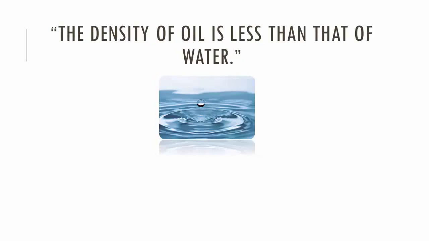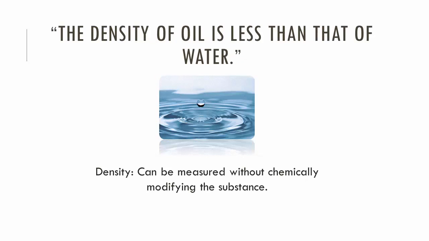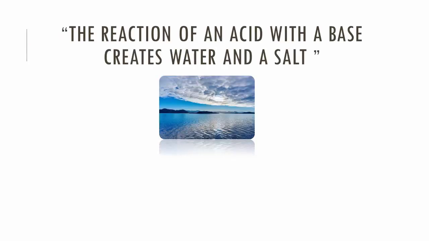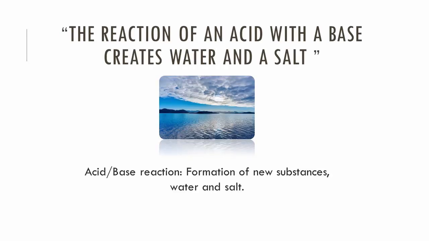We can measure the density of water without having to make any chemical changes to the substance, so density is a physical property. In this situation, we start with two different substances, an acid and a base, to form two completely different substances, water and salt. This is an excellent example of a chemical change.